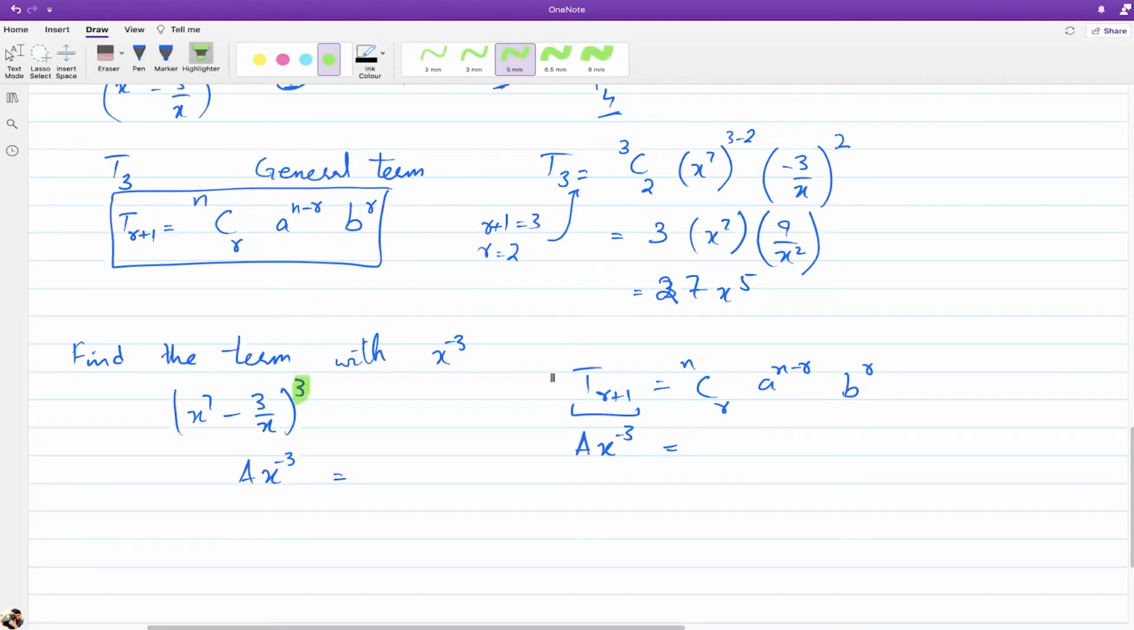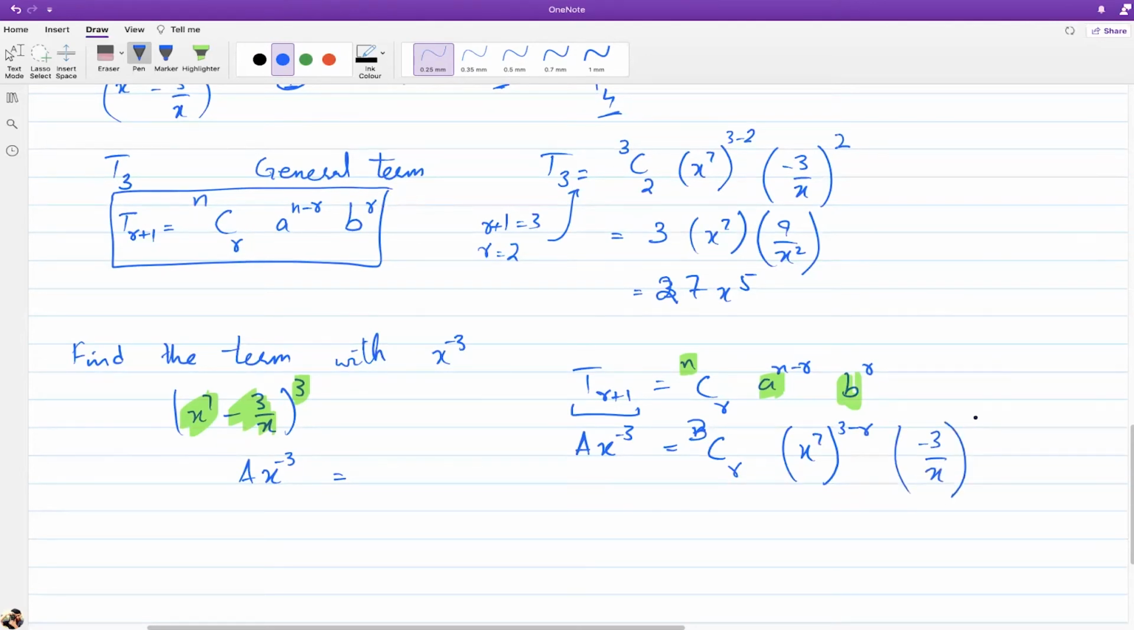You know that n is 3. You do not know what r is. But you do know what a is. So a is this and b is this. So you just plug in anything that you have. Okay, so we don't know what r is. So we'll just do this: 3Cr x to the 7th power, 3 minus r, and minus 3 over x to the power r.